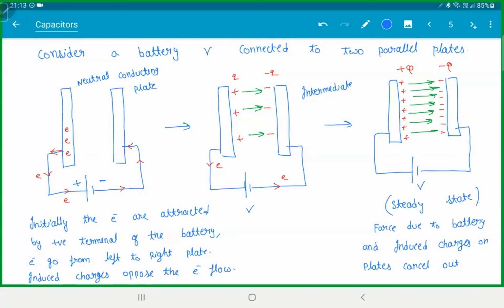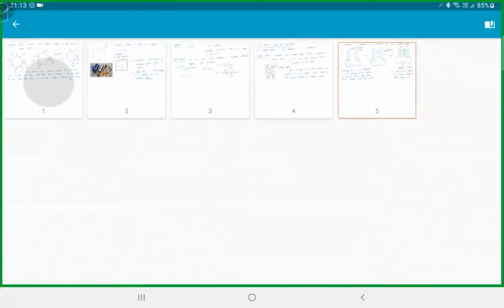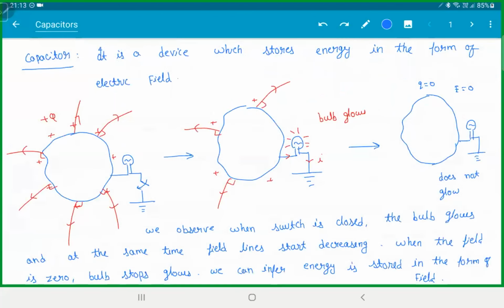Please ask. Again, if you see the whole story from the beginning, we defined something called a capacitor. So we defined capacitor as nothing but a device which will store energy in the form of electric field. And how do you know it is stored in the form of electric field? Frankly speaking, we can't prove it directly. So we took an experiment. We took a conductor, we connected a bulb to it, and then we closed the switch, the bulb started glowing. So think about it. Why will the bulb glow? If the bulb is glowing, meaning there's energy coming from somewhere, isn't it? So when the bulb is glowing, we observe the field lines are decreasing in the region. So we can infer from this experiment.